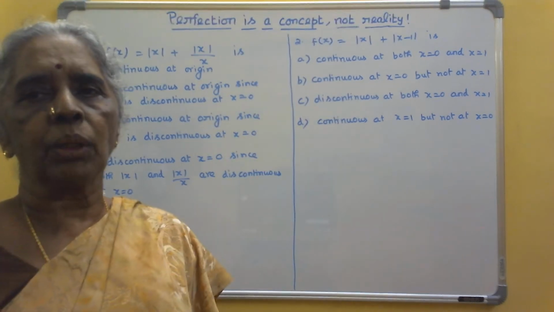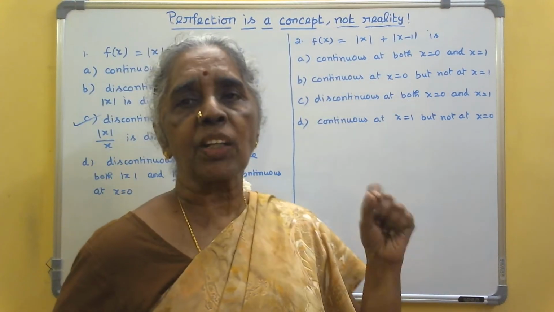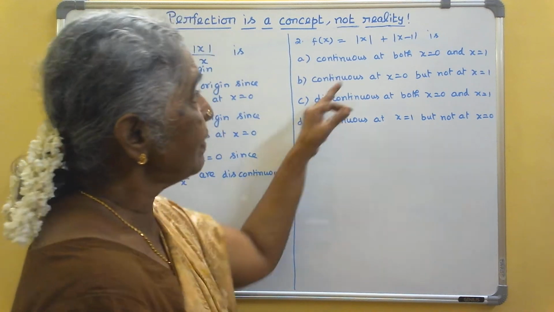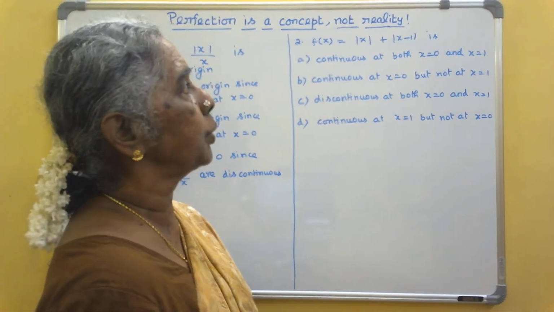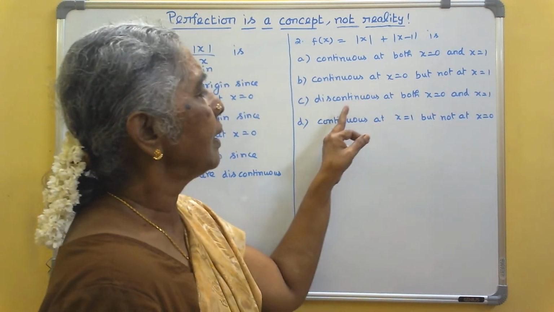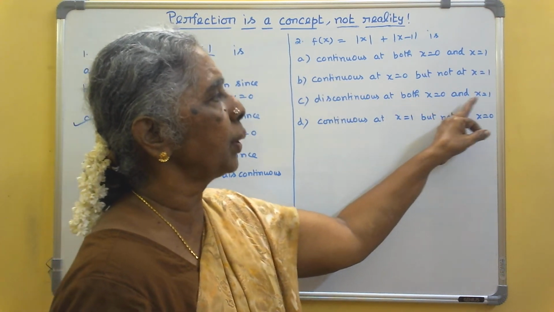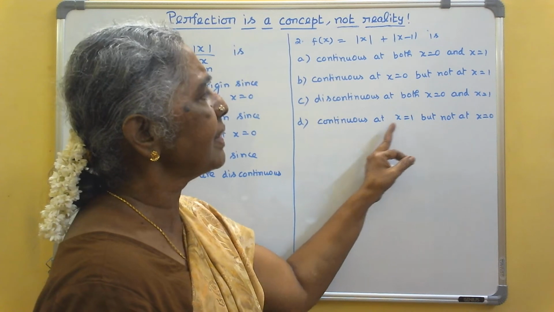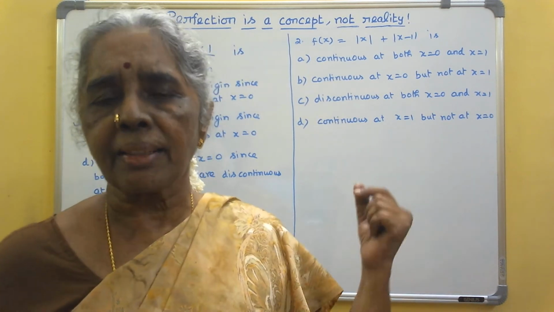f(x) = |x| + |x - 1| is continuous at both x = 0 and x = 1, or continuous at x = 0 but not at x = 1, or discontinuous at both x = 0 and x = 1, or continuous at x = 1 but not at x = 0.